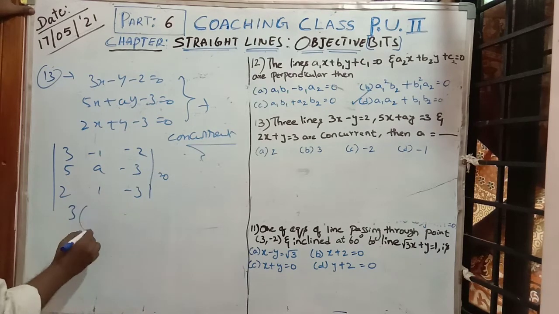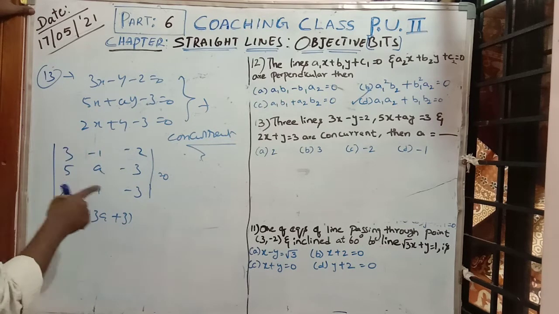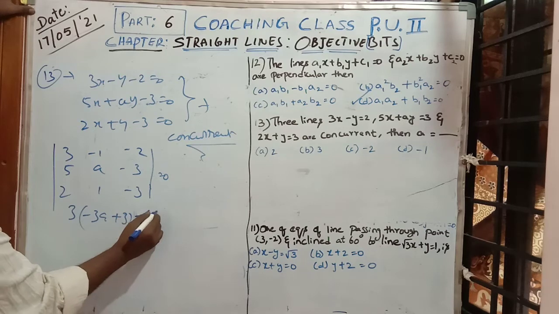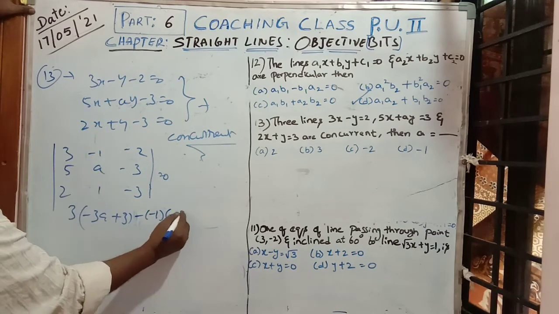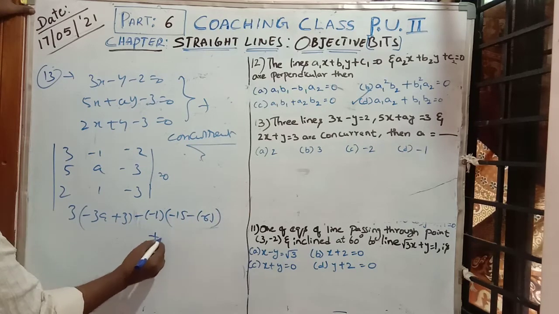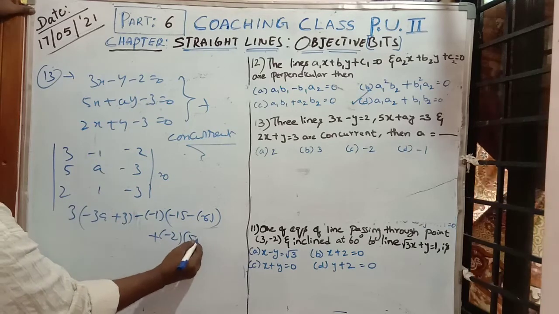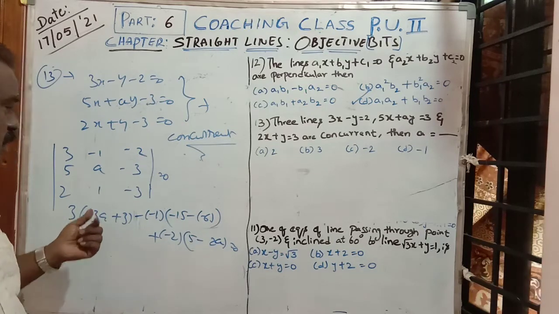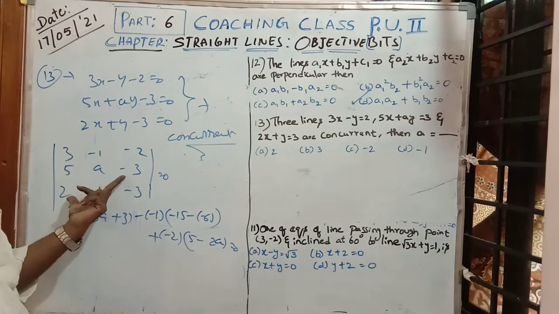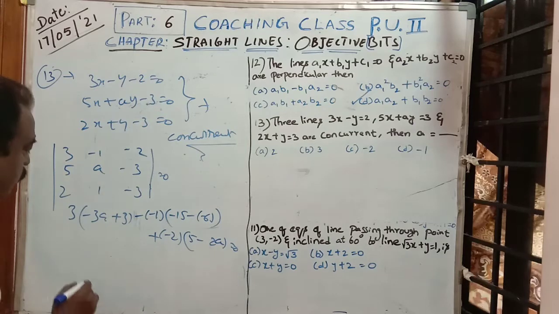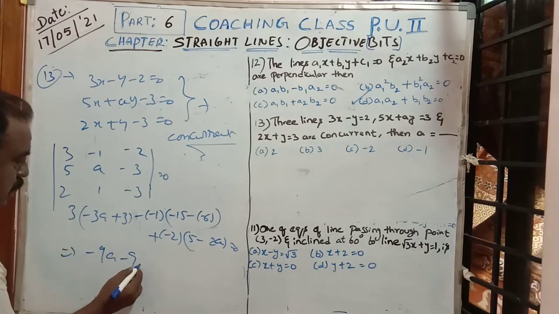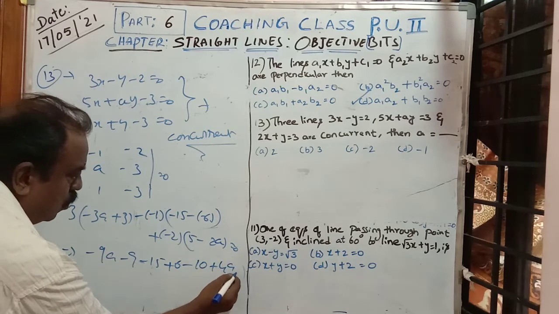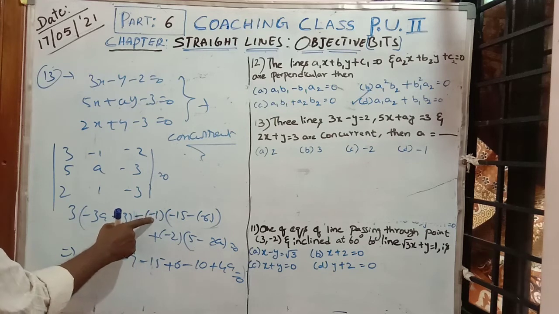That determinant is 0. 3 of minus 3a plus 3, row and column deleted. Then a into minus 3a, minus of minus 1 of row and column deleted, minus 15 minus of minus 6, plus minus 2 of row and column deleted, 5 minus 2a is equal to 0. Once again, while we are applying the arithmetic, you be careful. Minus of minus 1 is minus 15, minus and minus plus 6, minus 2 into 5 minus 2a. It is minus 9a minus 9 plus minus 1 plus 6, minus 10 plus 4a.